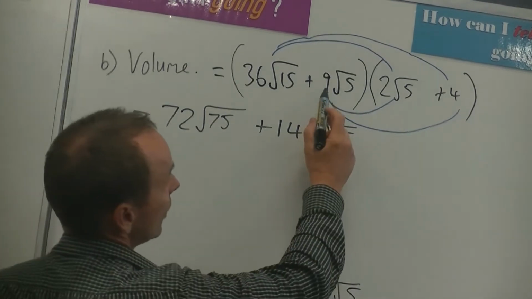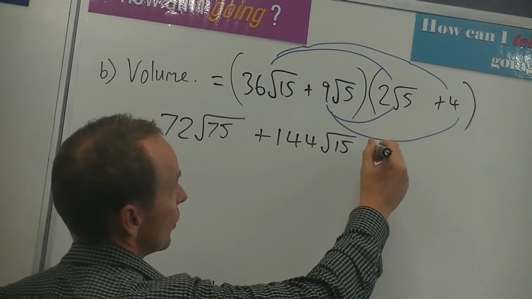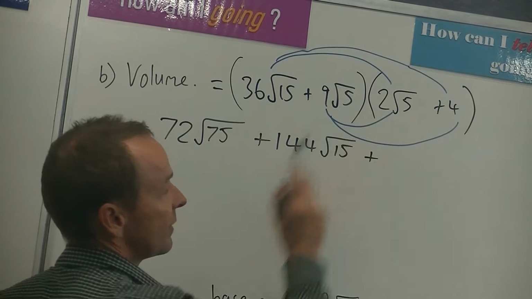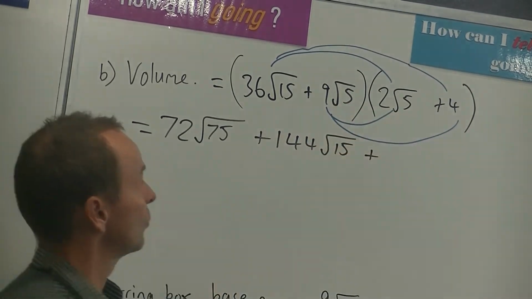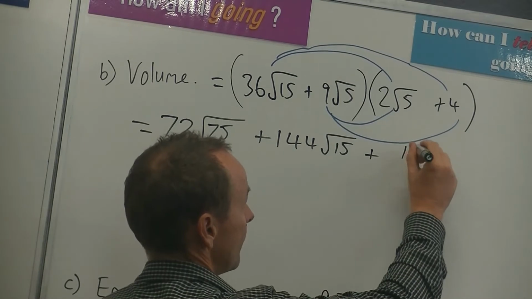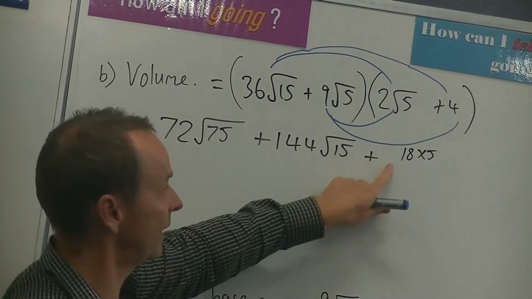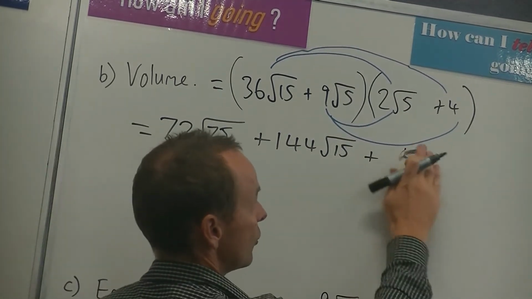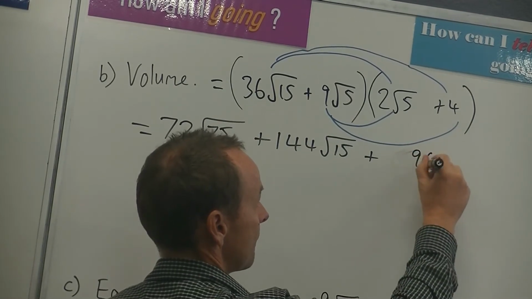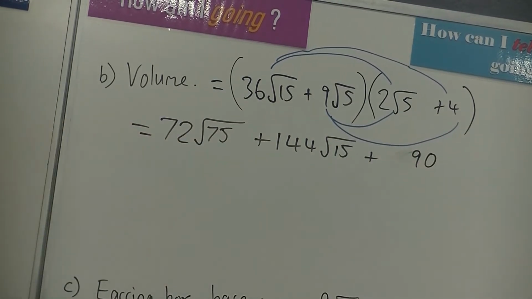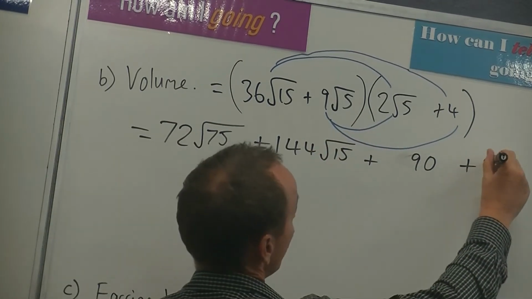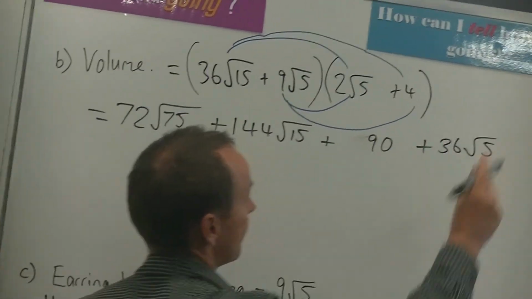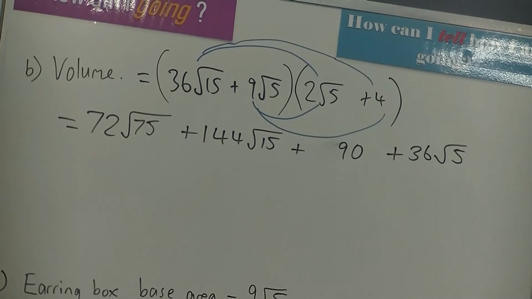Next one, 9 root 5 times 2 root 5. So 9 times 2 is 18. And remember, root 5 times root 5 is 5. So we've got here 18 times 5. And if you work that out in your head, that's 90. I'll just write the answer there, because I know how to work that out. And the next one, 4 9s are 36. So we've got 36 root 5. So there's my answer. I've expanded it.